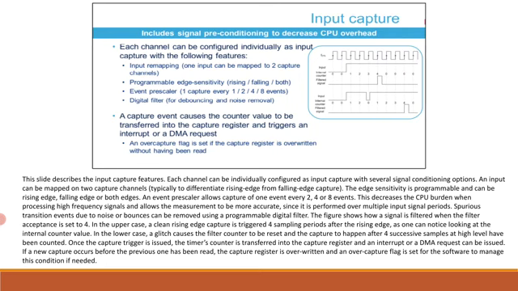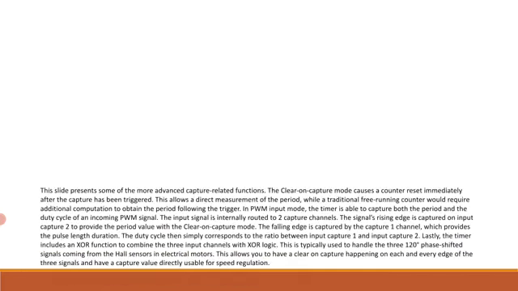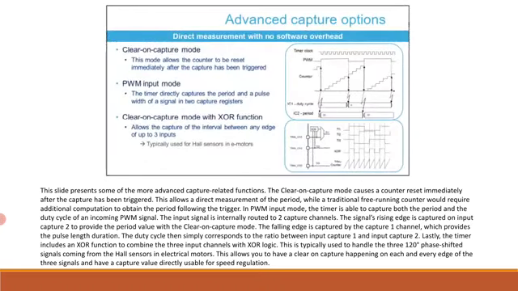We will see some of the advanced capture options. The clear on capture mode causes a counter reset immediately after the capture has been triggered. This allows a direct measurement of the period, while a traditional free running counter would require additional computation to obtain the period following the trigger.